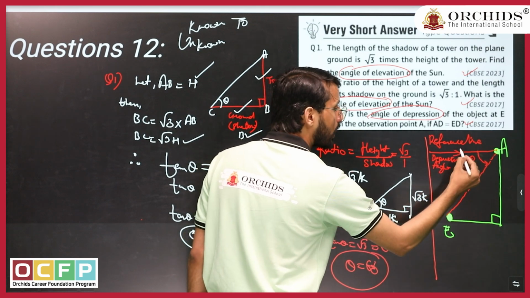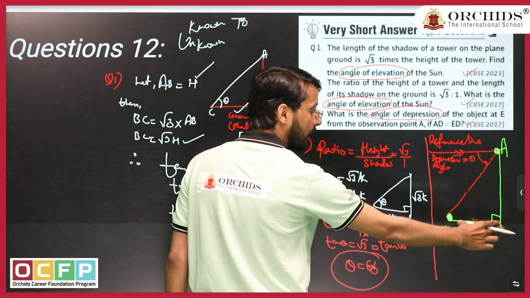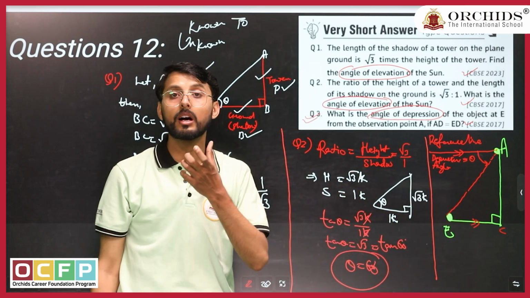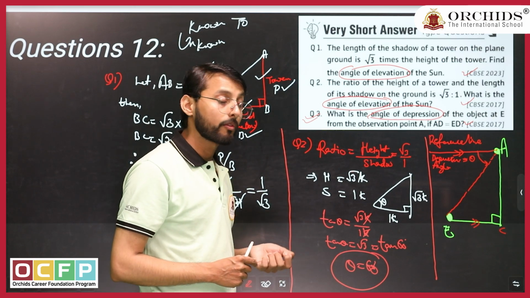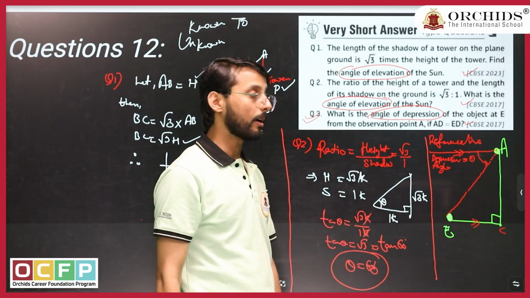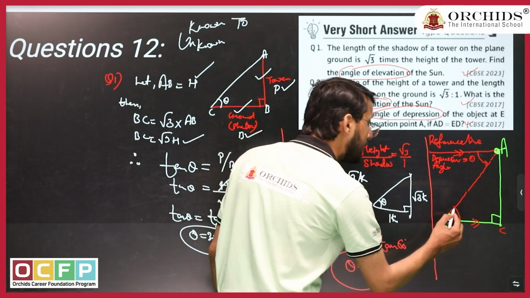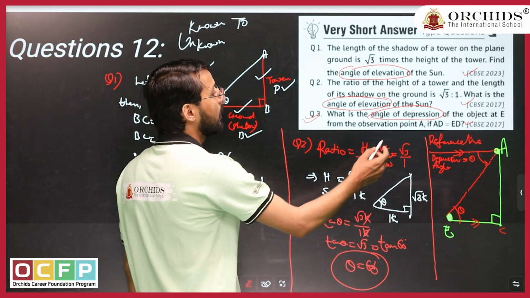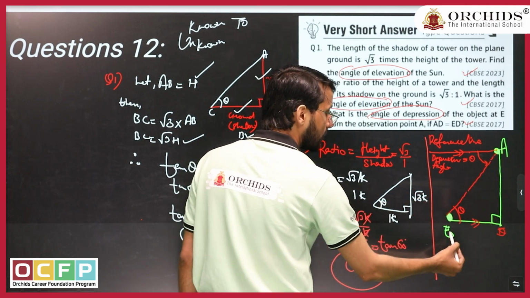Now these two lines are parallel to each other, means this upper line and the lower line are parallel, and this line of sight will behave as a transversal line. And we know from the lines and angles chapter of grade 9, if two lines are parallel to each other and one transversal line is in between them, this pair of angles are equal by alternate interior angles. This is your theta. Now what are they telling? This is your D, this is your A, this is your E.